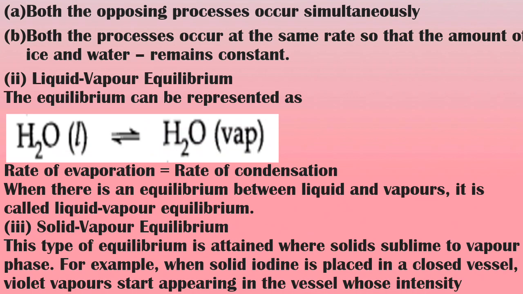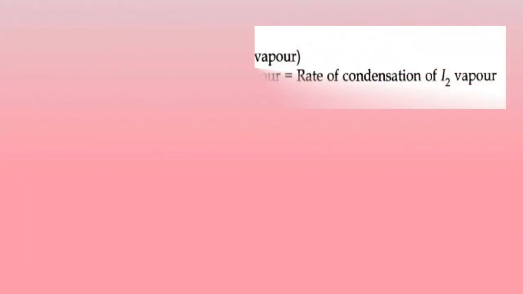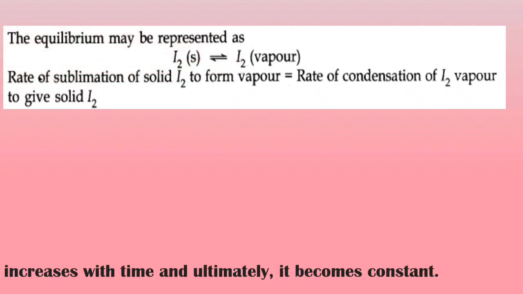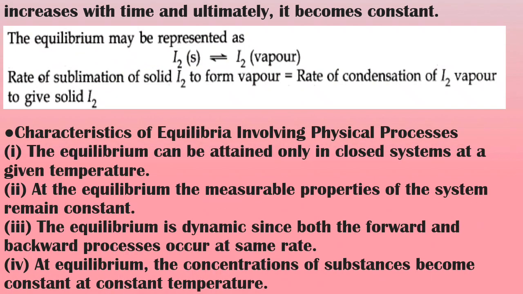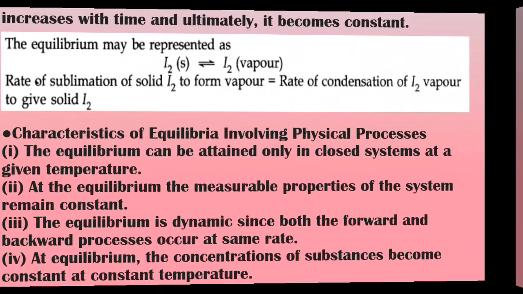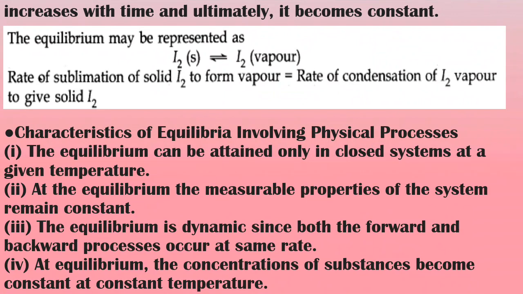Next is solid vapor equilibrium. This type of equilibrium is attained when a solid sublimes to the vapor phase. For example, when solid iodine is placed in a closed vessel, violet vapors start appearing in the vessel, whose intensity increases slowly with time, and ultimately it becomes constant. The equilibrium is represented by I2 solid is in equilibrium with I2 vapor.